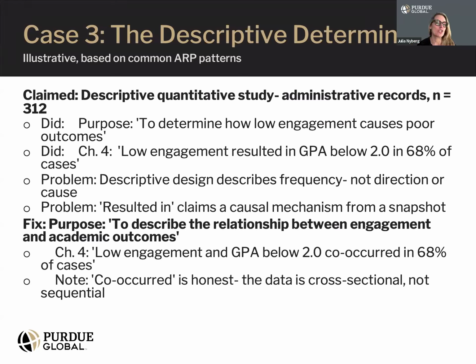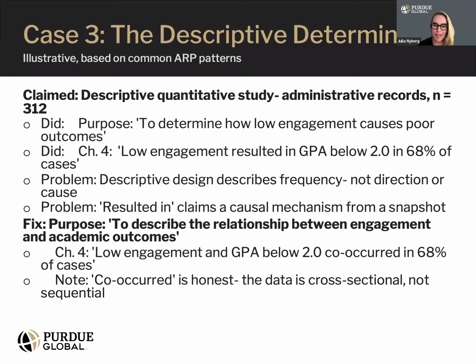The fix uses the term co-occurred. In 68% of cases, low engagement and low GPA were present together. That's exactly what the data shows. The purpose statement also needs to be fixed.